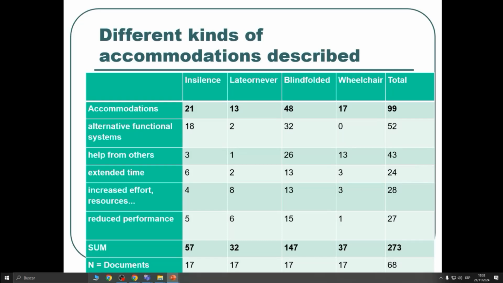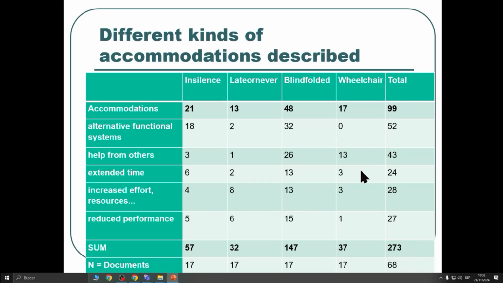What's interesting here is the difference between the 4 activities: wheelchair activity, blindfolded, late or never, which means delaying your action, and silence, which means staying quiet. They invite different sorts of accommodations. So we can see how, for example, the blindfolded and the in silence activity involve recurring to alternative functional systems. Typically, if you cannot see, you use touch and hearing, for example. And if you have to stay quiet, you use visual forms of communication, for example.